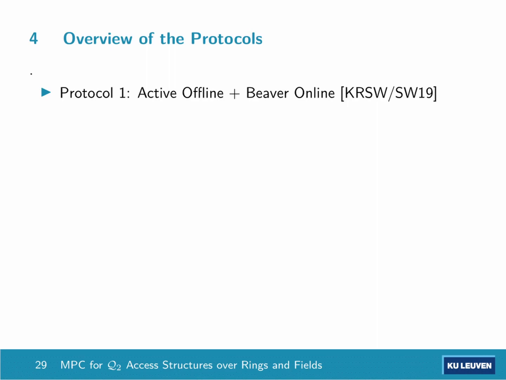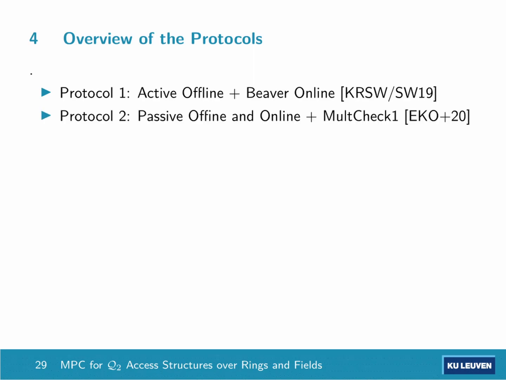To get a basic idea of the protocols, note that Protocol 1 has an offline phase which produces actively secure triples with the usual Beaver online. Meaning we do not have any post-processing, as the mulcheck is used in the offline phase to ensure the triples are actively secure. This technique was coined in KRSW and SmartWood 19. Protocol 2 uses the optimistic approach of both a passively secure offline and online phase to execute the multiplications. Only then it ensures active security by running mulcheck 1 in the post-processing phase. This was first coined in the EKO 20 paper.